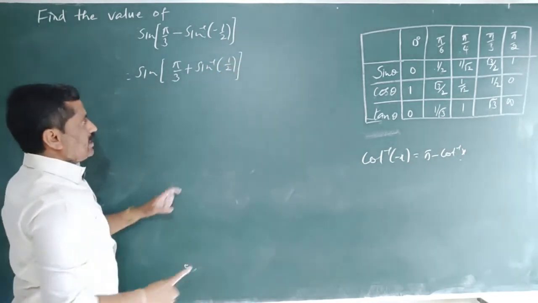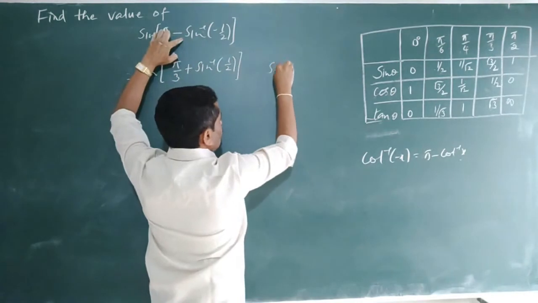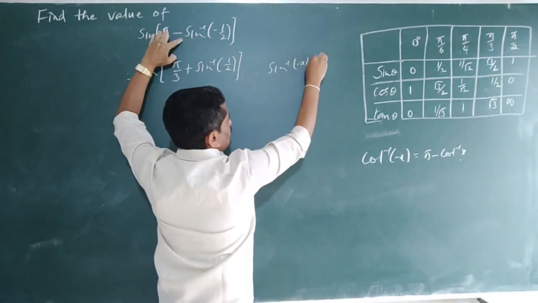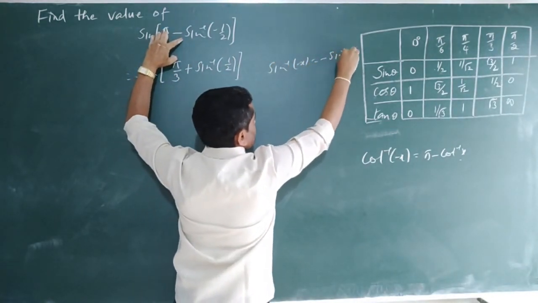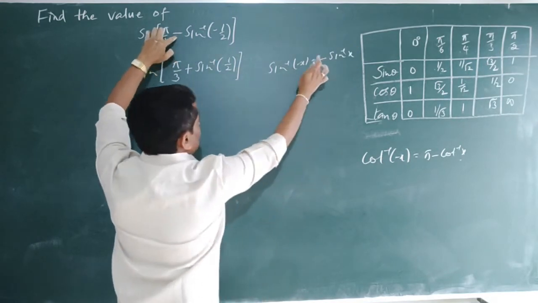Don't get confused. This is in the form of sine inverse of minus x, which is equal to minus sine inverse of x. Here minus into minus becomes plus.